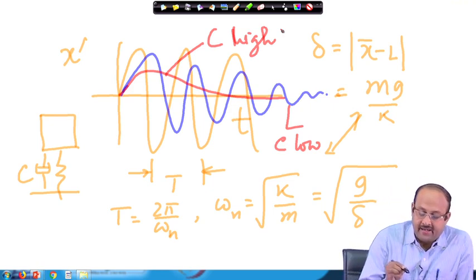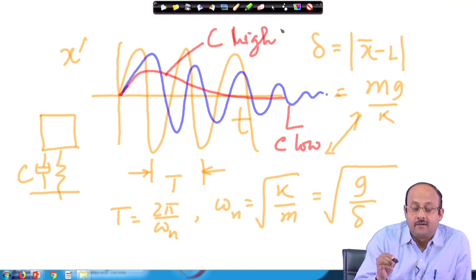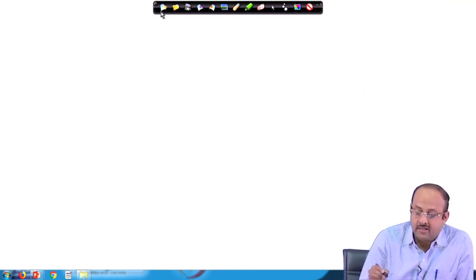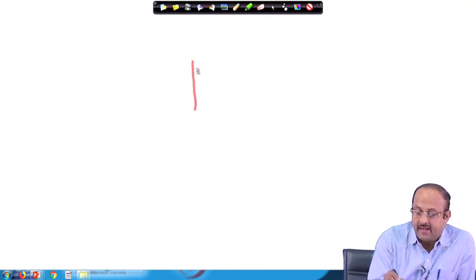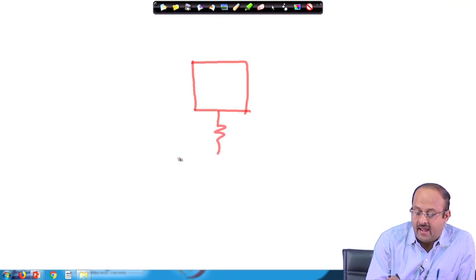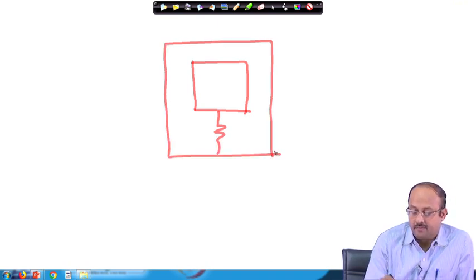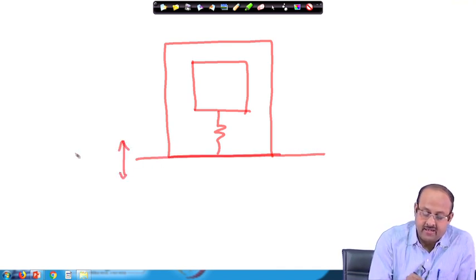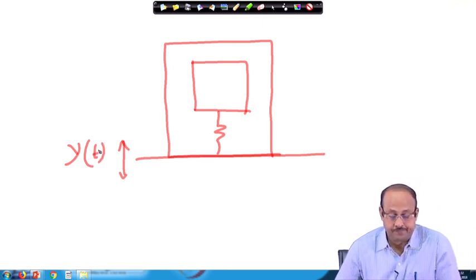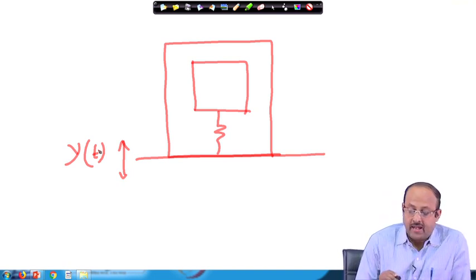Now, when we have a steady state motion, let us consider the situation where we have again a similar box, and this is connected to a table, and this table is getting vibrated with a certain motion y t. Then what is going to happen?